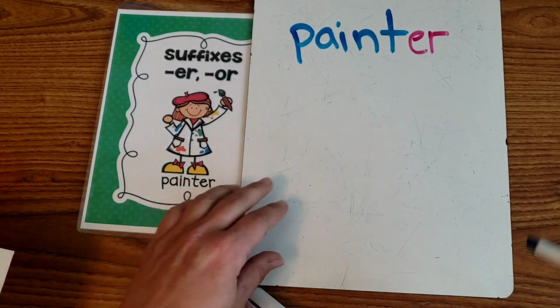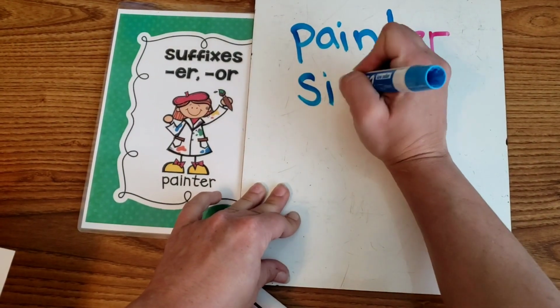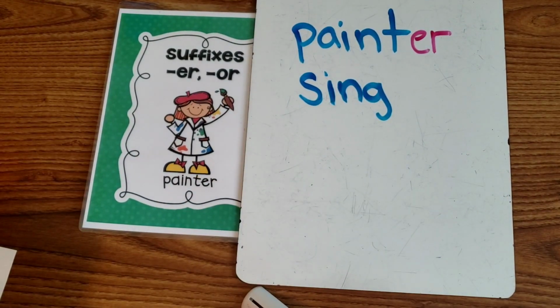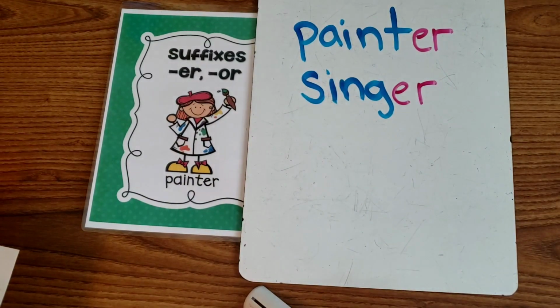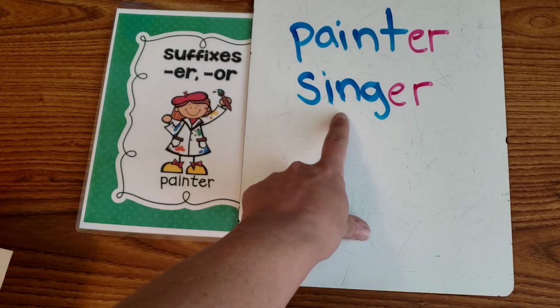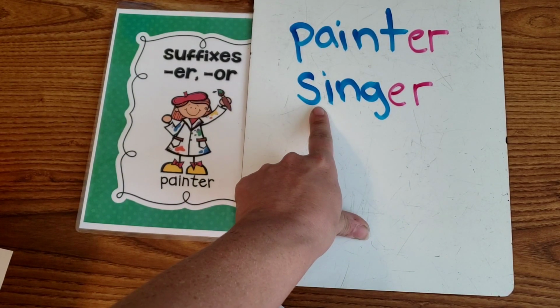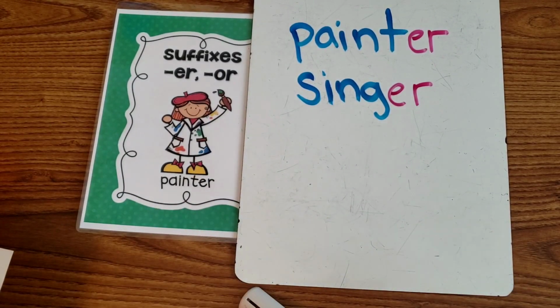Let's do a different one. The verb to sing, right? To sing is an action. And if I added my suffix to the end of it, now it's singer. And now I'm changing it. Instead of just the verb to sing, it's a person that sings. Okay, so we're changing that word when we add our suffix.